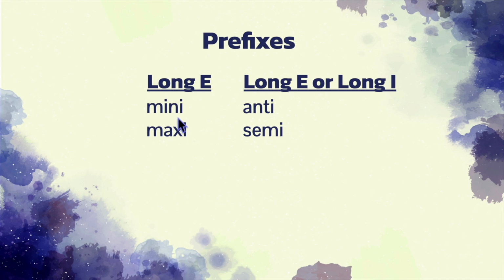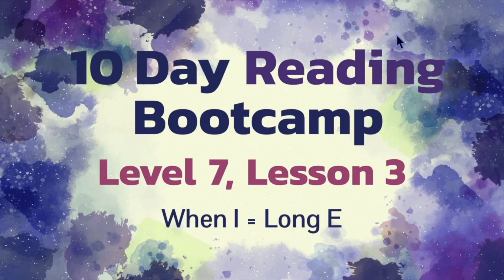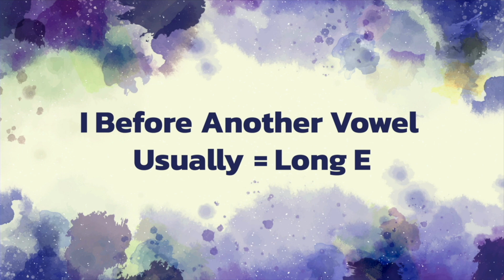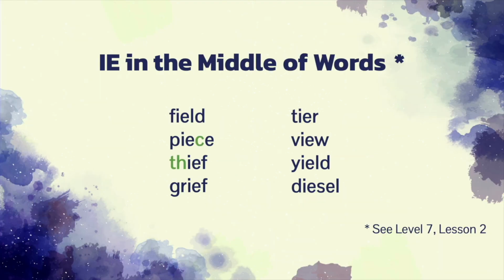For example, mini and maxi both use a long E sound. These two prefixes can be pronounced with either a long E sound or a long I sound. So you could say this as anti or anti, semi or semi. We're going to learn about when I has the long E sound. When I is used before another vowel, it usually has the long E sound.